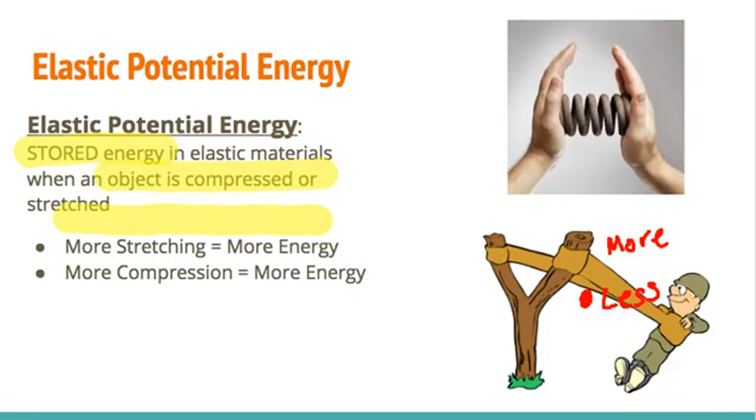The next one is elastic potential energy. So this one is the energy that's stored in elastic materials. So in other words, things that can be stretched or things that can be compressed. So it's both. It doesn't have to be just tension or compression.